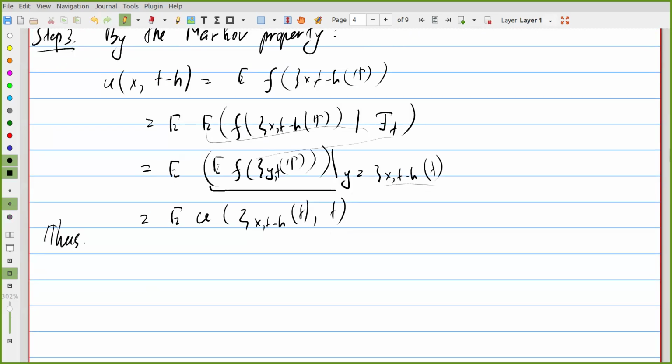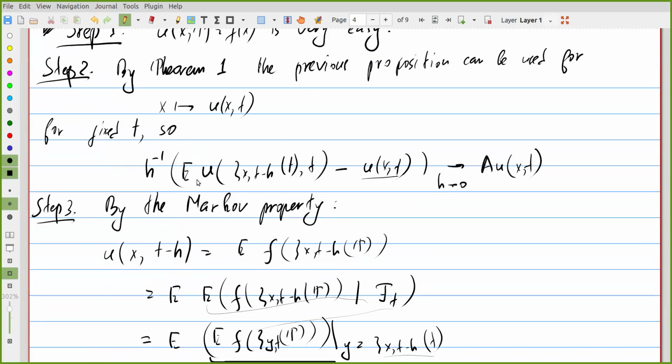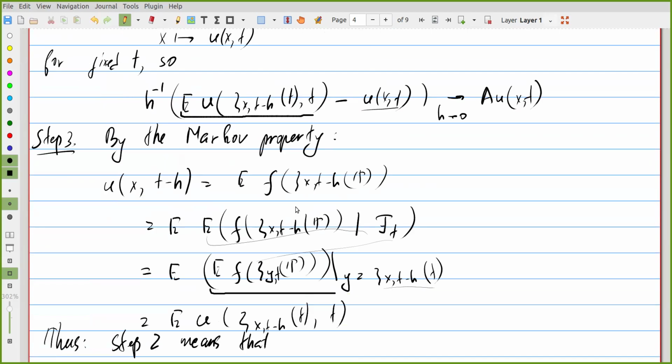Thus, step 2 actually means that h^{-1}(u(x,t) minus u(x,t-h)) converges to minus u(x,t) when h goes to 0. Why? Because we now look at this and replace this by this, and we get minus here.